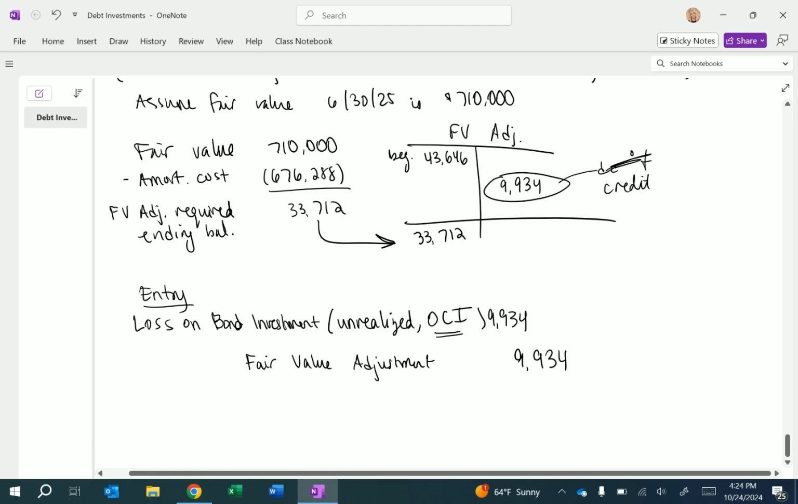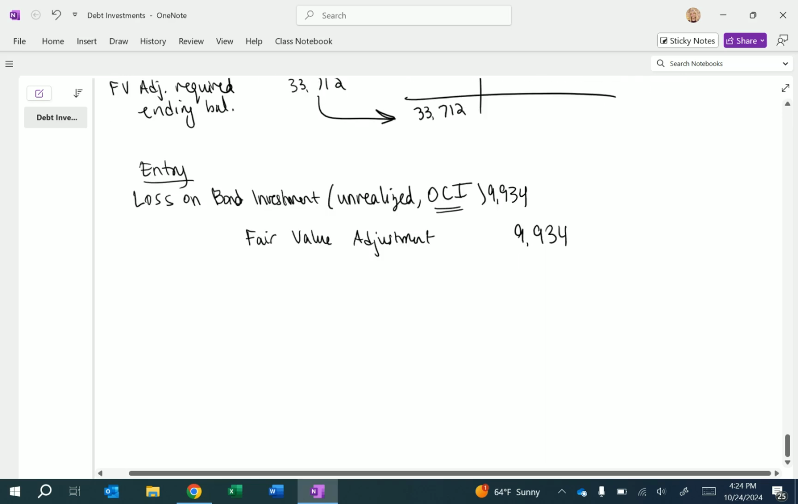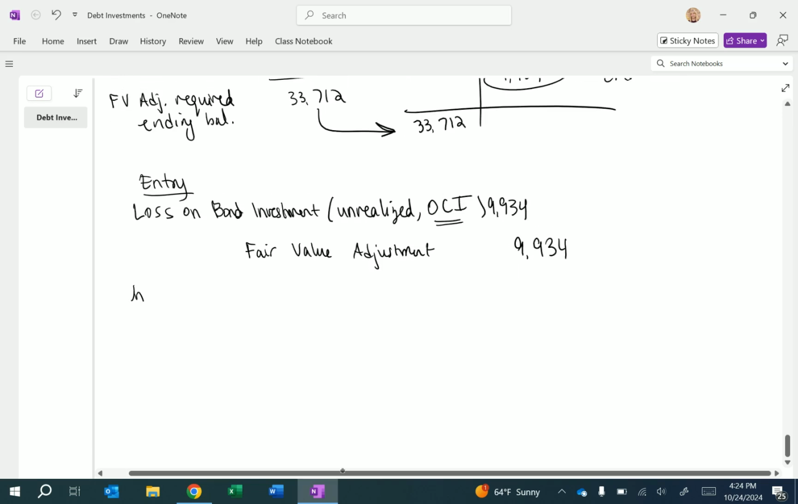If we were to put together an income statement for the 6-month period, January 1st through July 1st, 2025, we would have the interest revenue. Remember, I didn't record the entry. The interest revenue was the same. We had done it twice earlier, 46,991. We had no unrealized gain or loss. That's going to be included in net income, so net income would simply be the interest revenue.